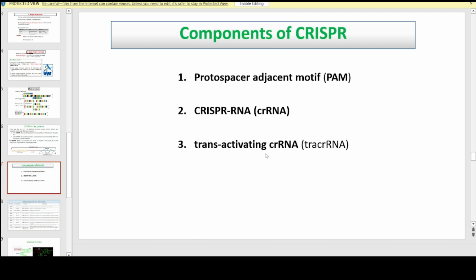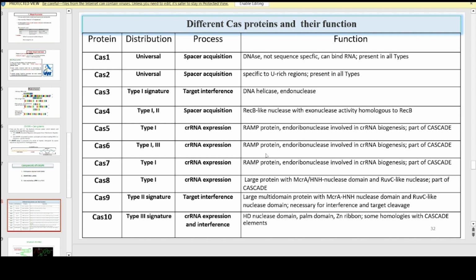Can genome editing be useful in eukaryotic cells? Yes. Based on engineered or bacterial nucleases, the development of genome editing technologies has opened up the possibility of directly targeting and modifying genome sequences in almost all eukaryotic cells. Here there are some different Cas proteins and their functions. How does the Cas protein work?